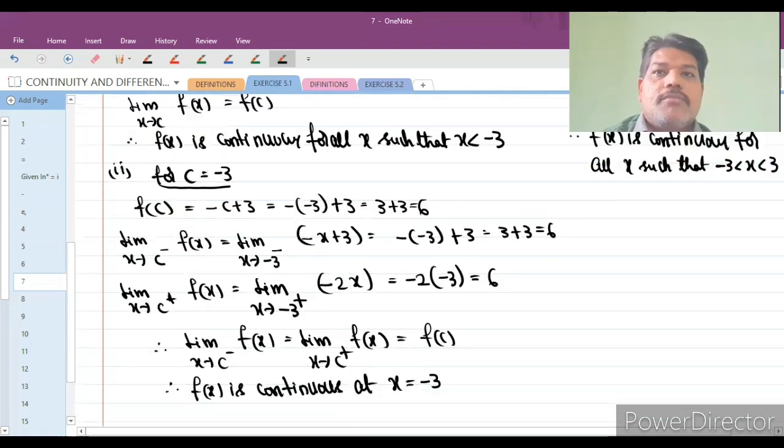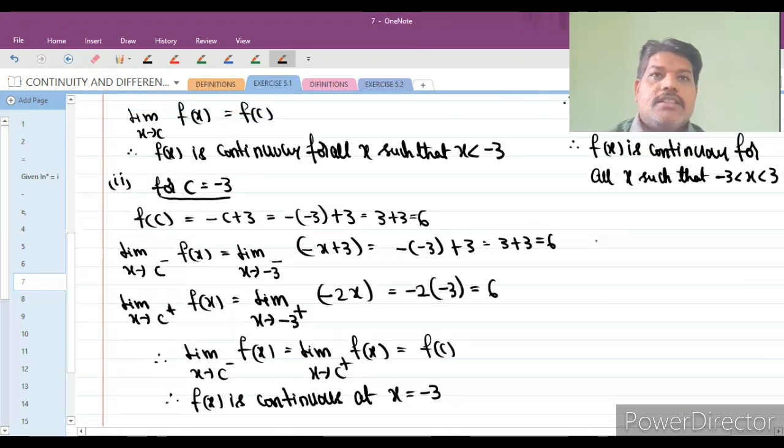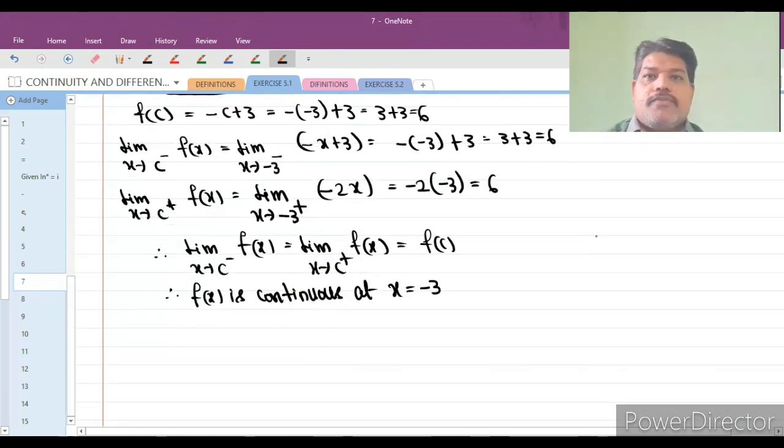So the next one, what is the fourth case? The fourth case is nothing but c is equal to 3. For c is equal to 3, you have to calculate both the left hand limit and the right hand limit. So case 3 is over. I will take case 4. So case 4 is here.